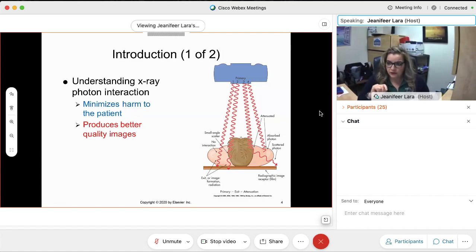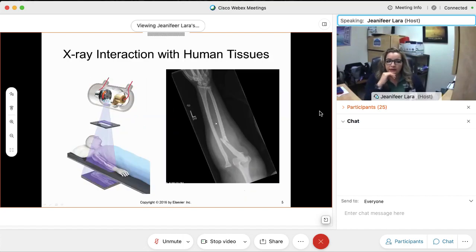Now, review here. Who can tell me what causes more patient dose, mA increase or kVp increase? mA. Thank you, Daniel. mA. Awesome. We're on fire today. Love it. So, X-ray interactions with the human tissue.